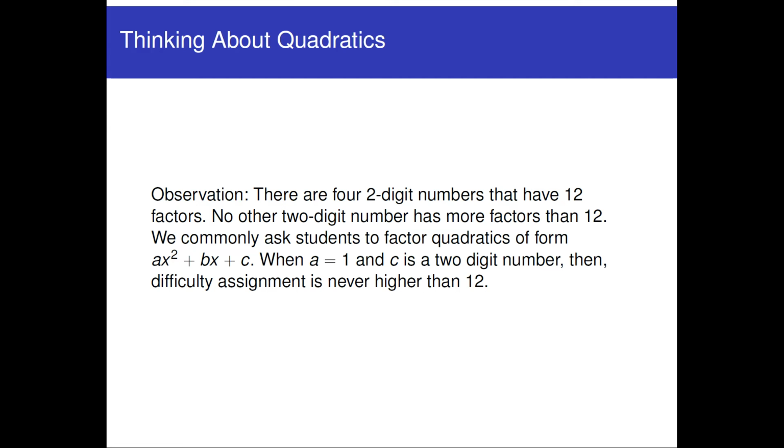So in other words, any factoring problem that has a two-digit y-intercept or trailing coefficient is never going to rise to much of a high level of difficulty when we compare them to leading coefficients not equal to 1.